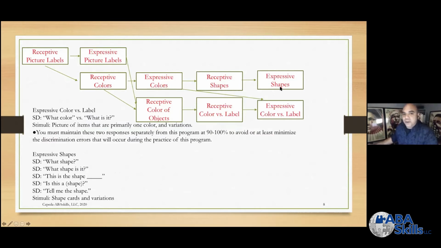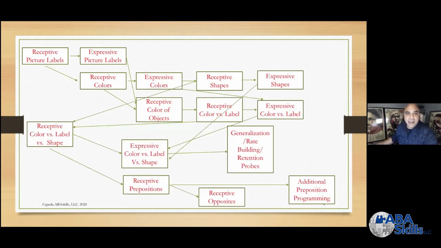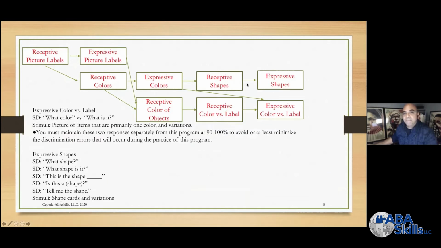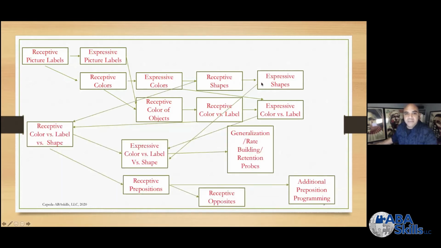So just look at expressive shapes and expressive color versus label. Now, here's what happens. Receptive shapes turns into receptive color versus label versus shape. Okay, let's go back. Look at expressive shapes. Expressive shapes goes into expressive color versus label versus shape, which comes after receptive color versus label versus shape, right? And it should be pretty self-explanatory.